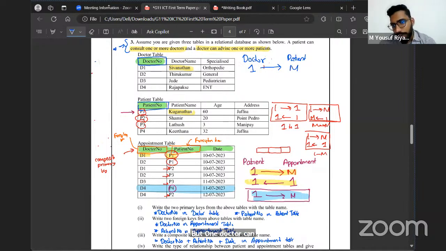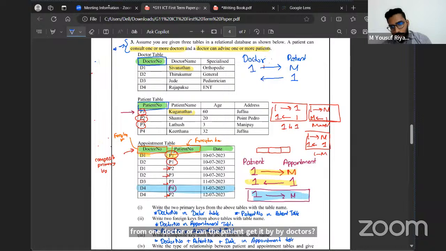Fine. If you take one specific patient, can they get advice only from one doctor or from many doctors? Exactly. They can get it from many doctors. Then you make the conclusion: 1 and m is going to be m, 1 and m is going to be m.